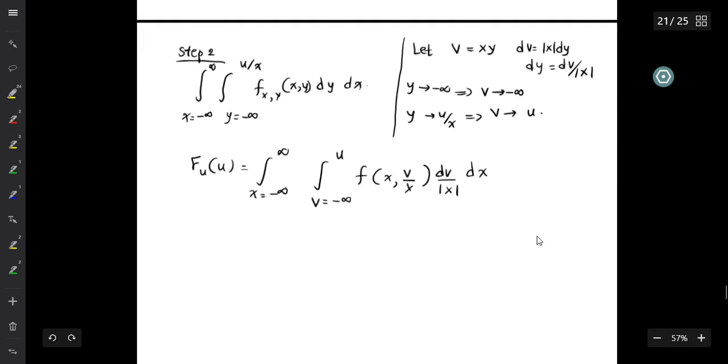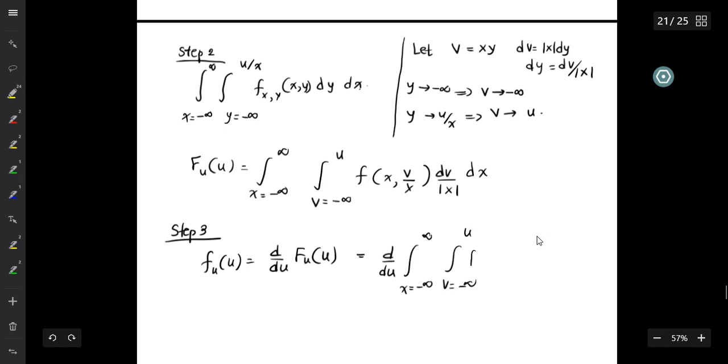Now the last thing, step 3, that will be to find the PDF by taking the first derivative with respect to u. So if you want to find the PDF of u, you take the derivative d over du of our CDF. Okay, so you'll end up with d over du, the two integrals, and then the function.